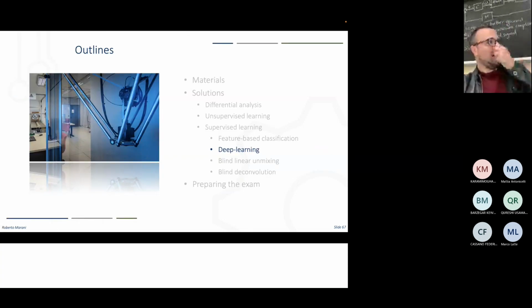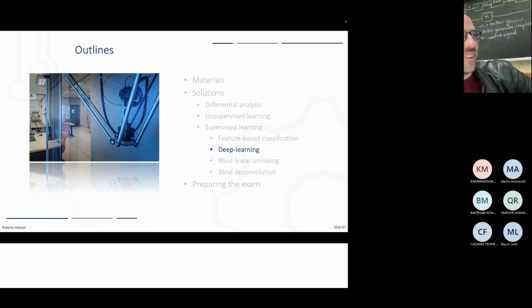Now, deep learning. Okay. I want to take a break, but I want to show you before this point. Maybe before preparing this analysis, I have 5 minutes of break.